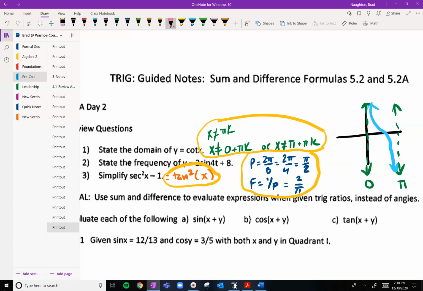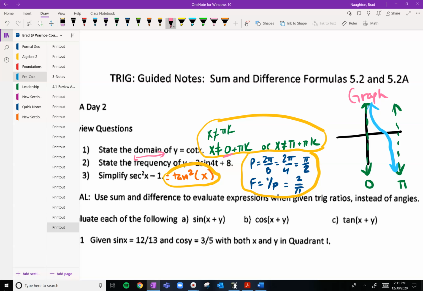So on our first one, we have to remember what the graph of cotangent looks like. And so I have that over here. Remember, our asymptotes are going to be at 0 and pi. Domain is our side to side, so it's all real numbers except where there's an asymptote.